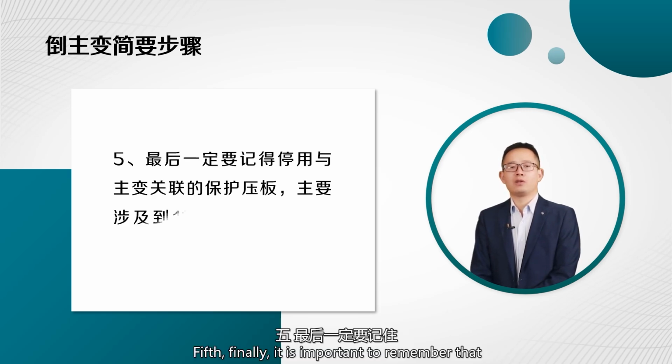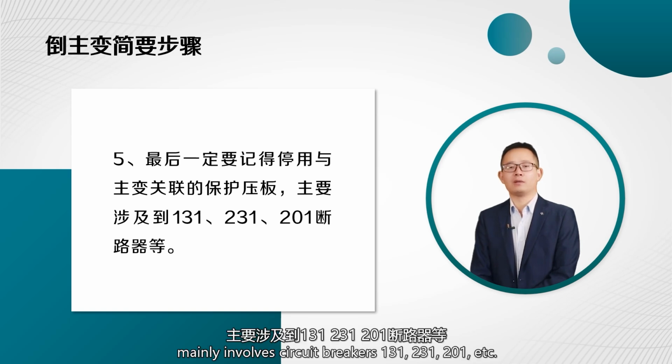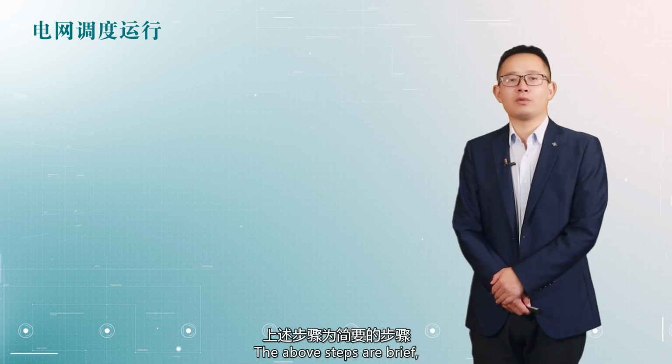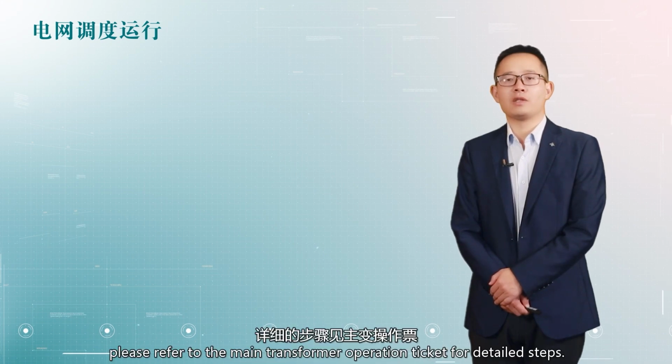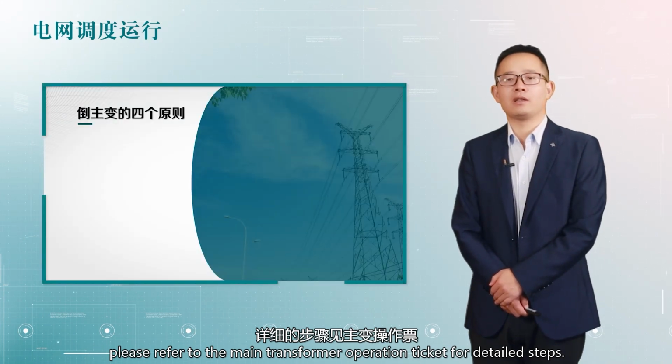Finally, it is important to remember that deactivating the protective pressure plates associated with the main transformer mainly involves circuit breakers 131, 231, 201, etc. The above steps are brief. Please refer to the main transformer operation ticket for detailed steps.